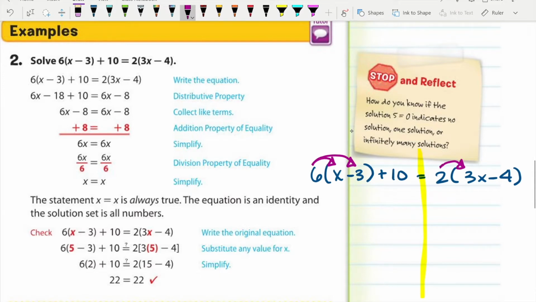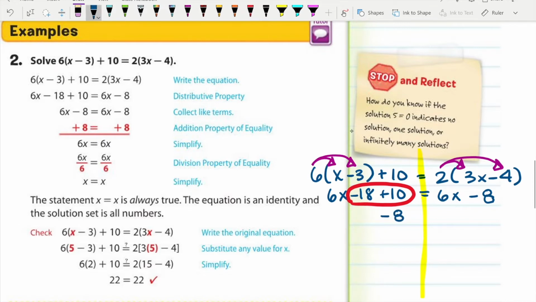So 2 pieces to distribute, and that just means that you're going to multiply the outside term times the inside term. So 6 times x, 6 times negative 3, 2 times 3x, and 2 times negative 4. After you have distributed, you're going to combine your like terms. So here, these are our like terms, negative 18 and positive 10. That'll be negative 8. We still have the 6x on one side and 6x on the other side.